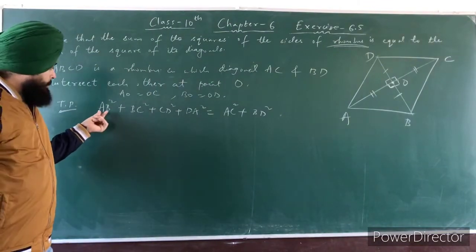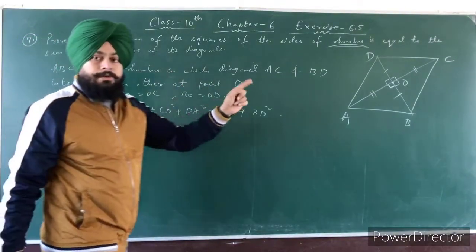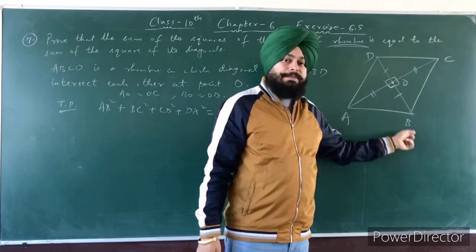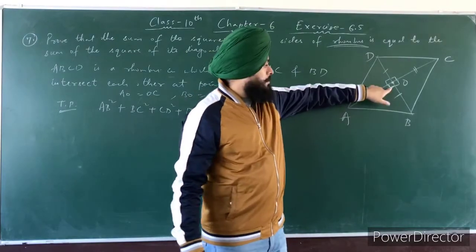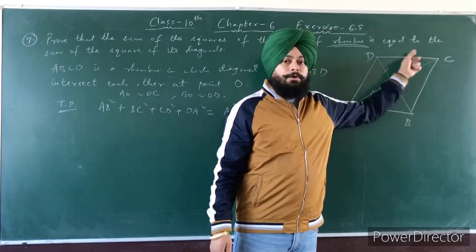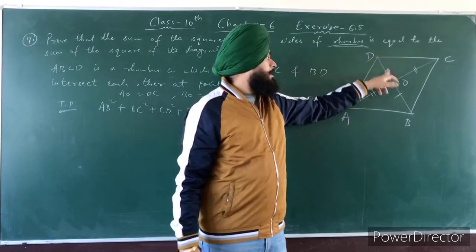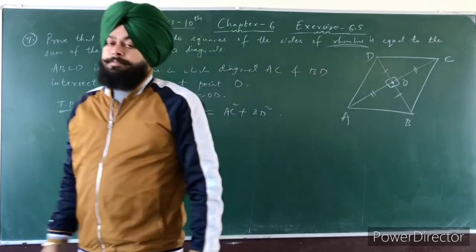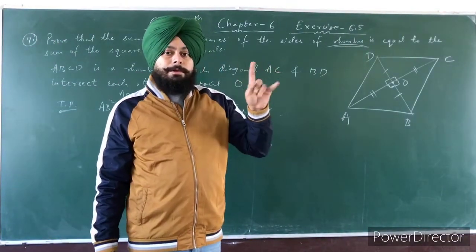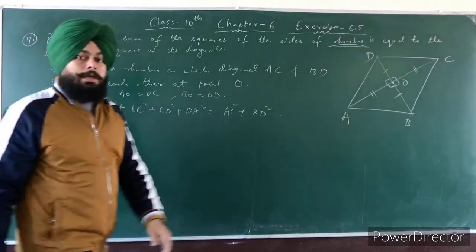Now first you can see here AB square plus BC square plus CD square plus DA square. So this AB side comes in which right triangle? You can see here this AOB is a right triangle in which AB is the hypotenuse, because this is the right angle and the side opposite to the right angle is the hypotenuse. In triangle BOC, the hypotenuse is BC. In triangle COD, hypotenuse is CD, and in triangle DOA, hypotenuse is DA. So we have to apply Pythagoras property in all these four triangles: triangle AOB, triangle BOC, triangle COD, and respectively triangle DOA.